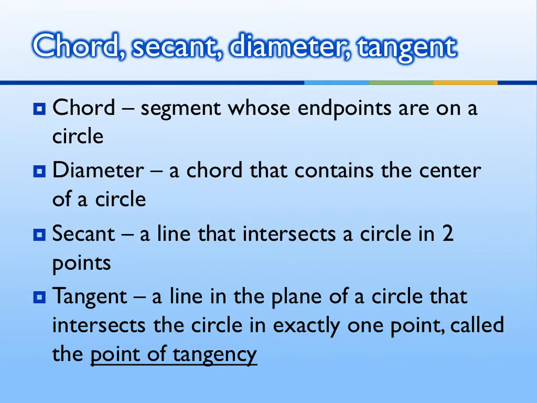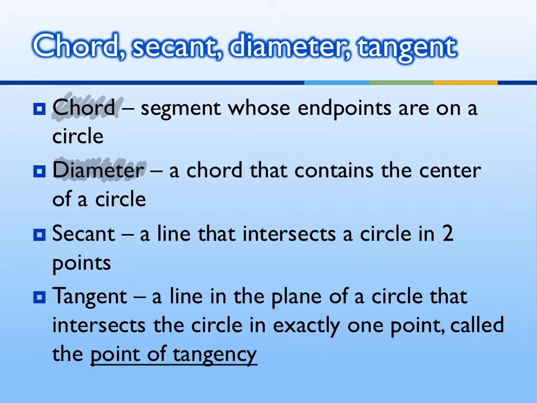All right, now we've got more, right? A chord, by definition, is a segment whose endpoints are on the circle. So some sort of a segment that's passing through the circle that has endpoints on the circle itself. It doesn't mean it has to pass through the center. If it passes through the center, then it's the diameter. So the diameter is a chord, because the endpoints are on the circle, that contains the center of the circle.